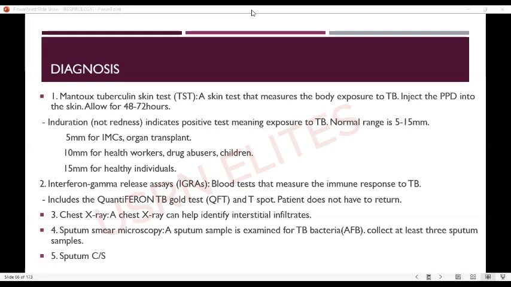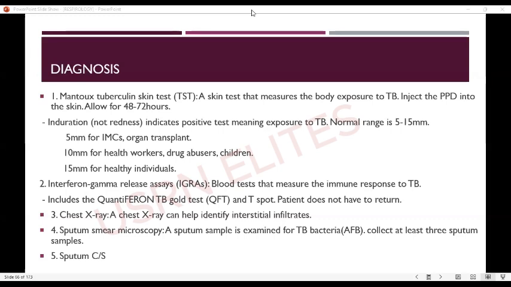Now, when you inject the PPD into the patient's skin, you wait 48 hours, and the reading is 5 millimeters, and the patient is immunocompromised, or on chemotherapy, or taking steroids, or has undergone an organ transplant, please, it is positive. Anything that suppresses the immune system, and you see a reading of 5 millimeters, it is positive.